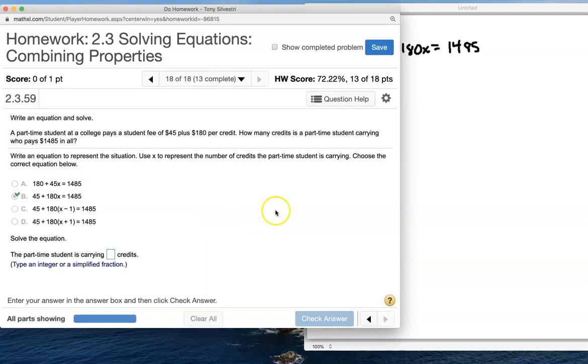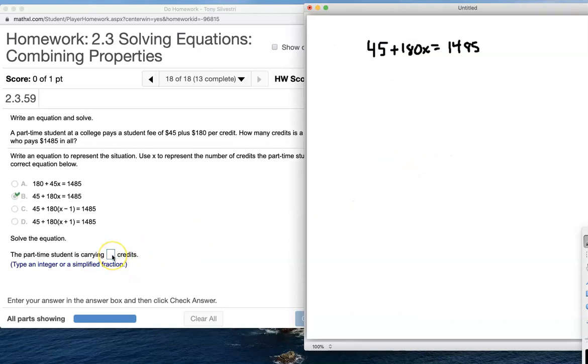Well done. And so what does this person take as credits? Okay, this better be a whole number because I've never seen a school that has a 0.5 credit, so a fraction of a credit. So what I'm going to do is subtract 45 from both sides. So when I subtract 45 from this, I get 1440. Divide both sides by 180. Okay, zeros cancel. 144 divided by 8. Looks like it might be 16 credits.